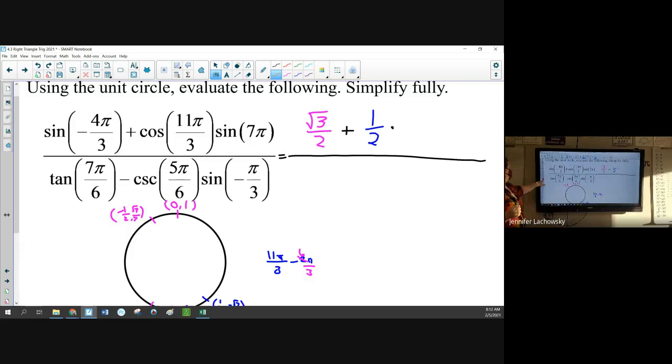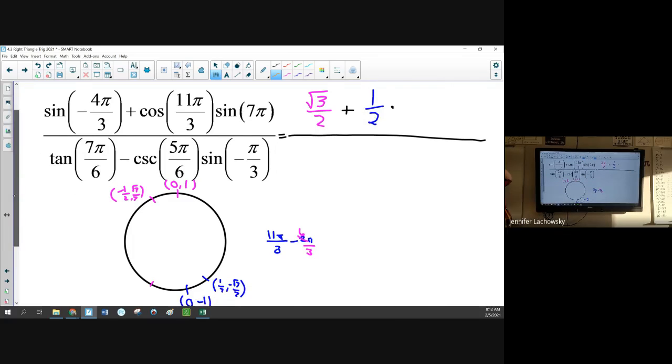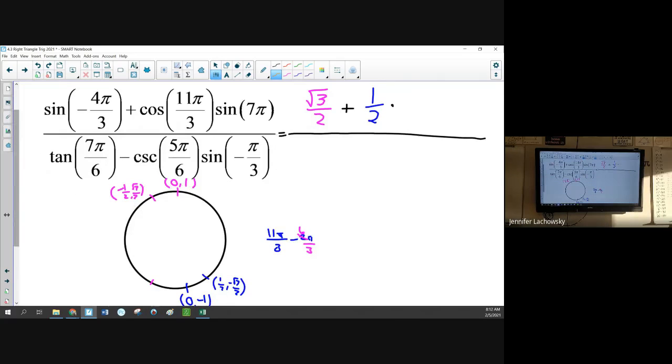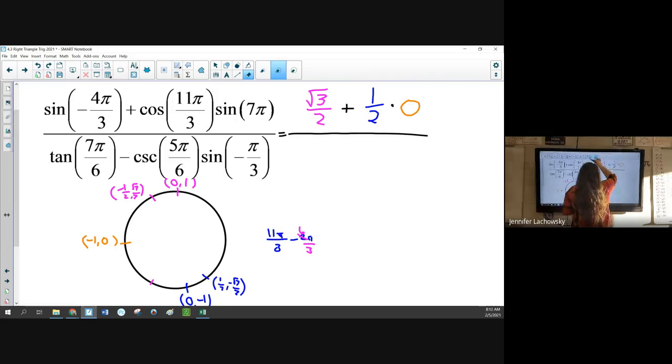Sine of 7 pi. Yeah, it's an odd pi, so it's over here. Sine is the x or the y? So what is it? Well, that's kind of nice because that just gets rid of all that, right? Because getting 0 is a waste of your time.